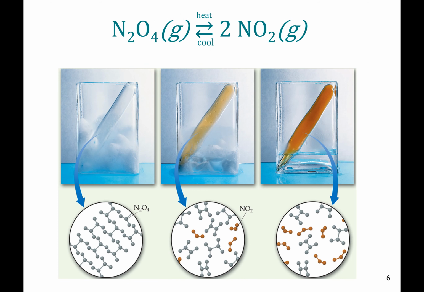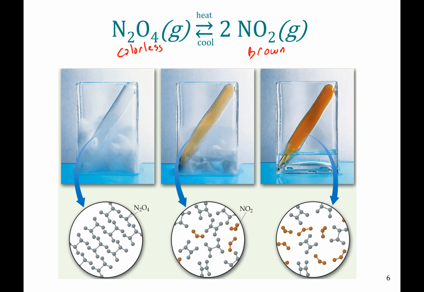So here's a look at an equilibrium system that we can actually observe with our eyes. Okay, so we have N2O4, which can decompose to give us NO2 gas. And it just so turns out that N2O4 is colorless and NO2 is brown. What happens with this system is that we can actually observe the forward and the reverse reaction by either heating or cooling the system.